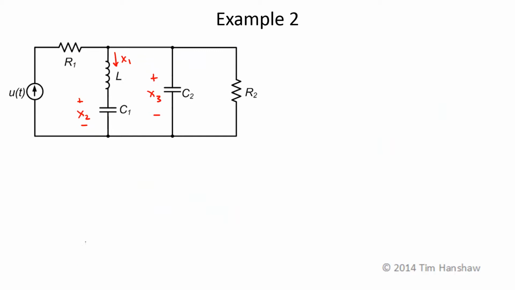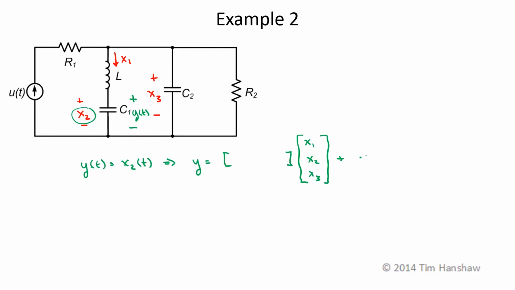The name of the game when doing our output equations is to write whatever output we choose in terms of the states. So here's our circuit with our choices of states. For one example, let's choose our output y(t) to be the voltage across the capacitor C1. If this is the case, then y(t) is just exactly the same as x2. So my output equation would be y is equal to some row vector C times the states plus some number times u.